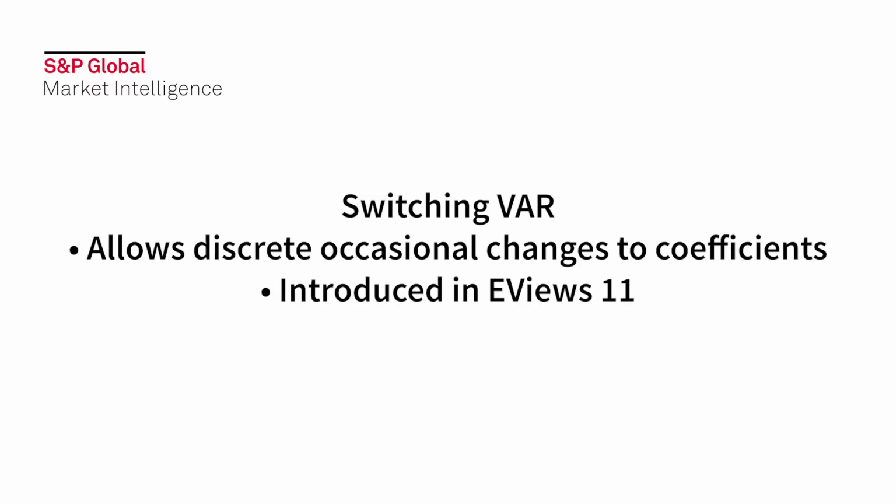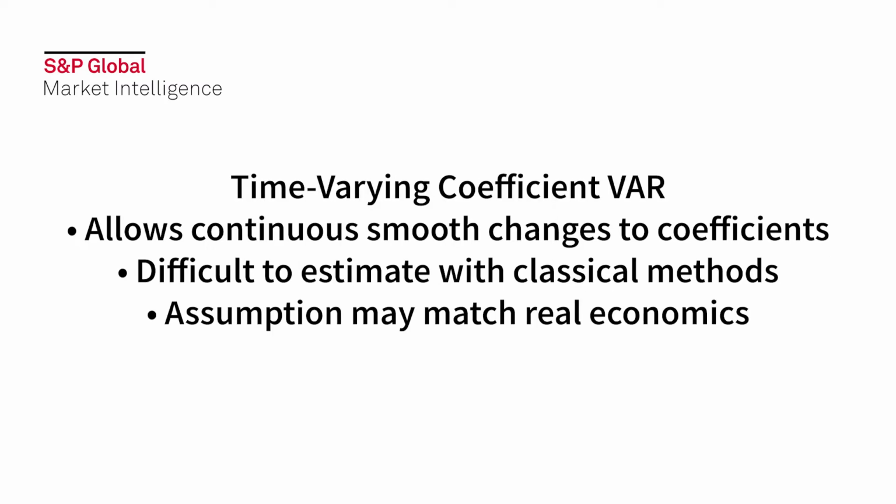Consequently, in the past decade, attention has been given to VARs that allow their coefficients to change through time. One such method is the switching VAR model, which was introduced into EViews in version 11. The switching VAR is a model that allows for discrete, occasional changes in the coefficients of the VAR. An alternative approach is the time-varying coefficient VAR, or TVC VAR model. In contrast to switching VARs, this approach models the continuous smooth changes in the coefficients.